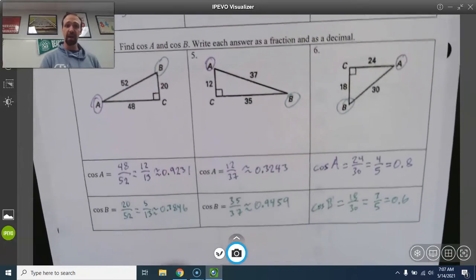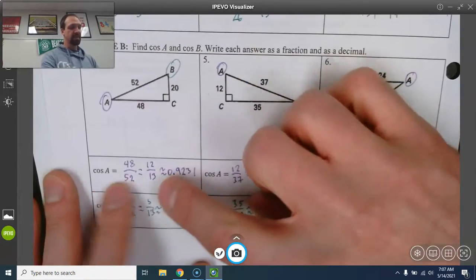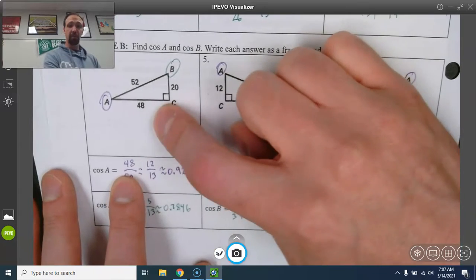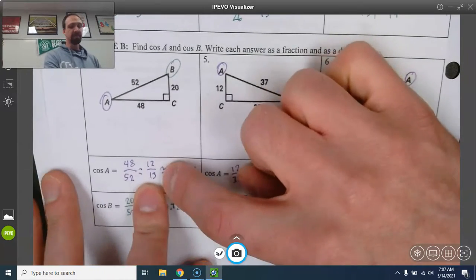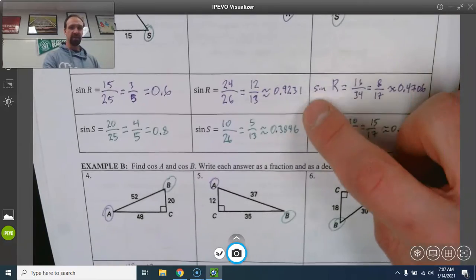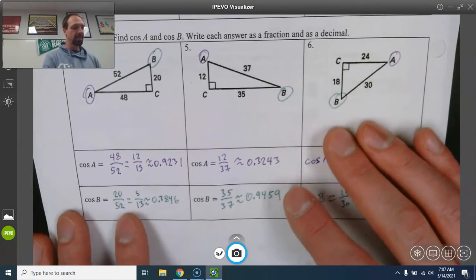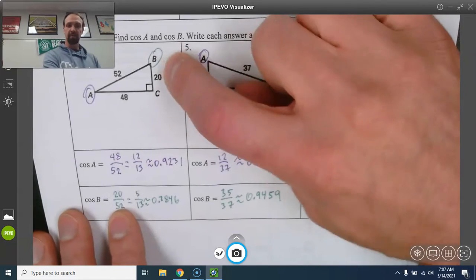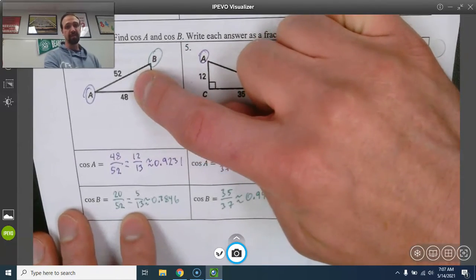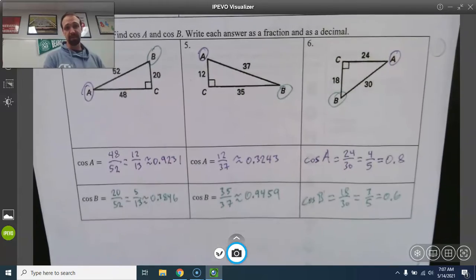Cosine is adjacent over hypotenuse. Similar idea, so I circled A when I did this first, and then I did the adjacent side length, which is 48 over 52. Reduce that down as much as possible, so 12 over 13. And then 12 over 13 we actually did up here, and so I just re-recorded my decimal approximation. Cosine of B, so I circled B, adjacent is 20, then 52, reduced that down, and then got the decimal approximation. Very similar with the rest of these as well.